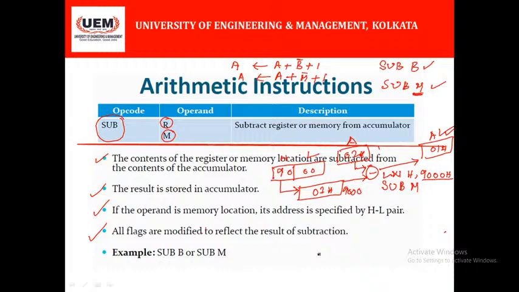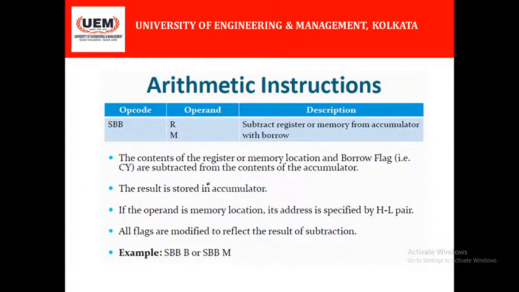If the result is stored in a register pair, say HL, BC or DE, then it may not affect all the flags. It may affect only the carry flag, because during subtraction we know there may or may not be a borrow. Examples: SUB B, SUB M, these are examples. Next is SBB.